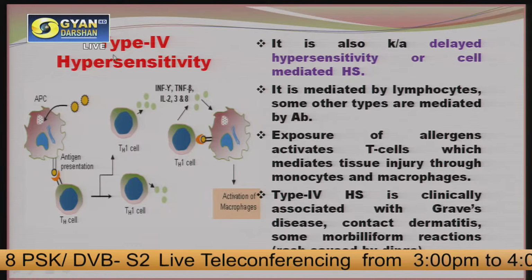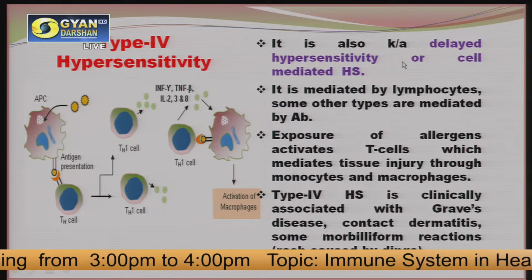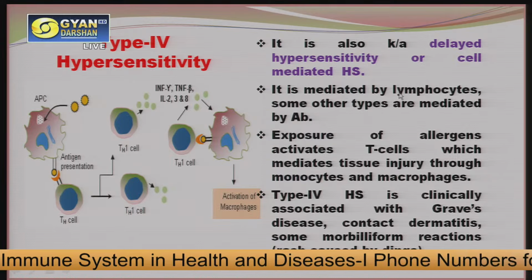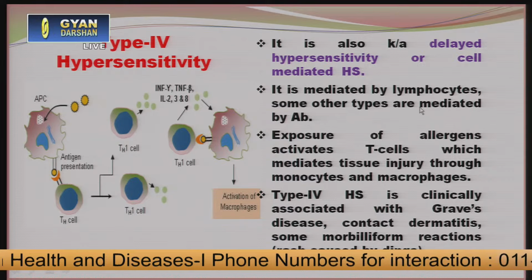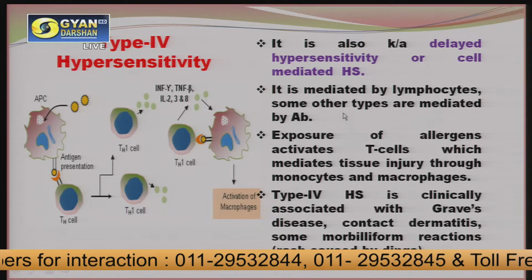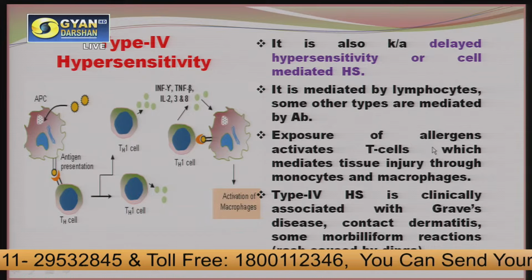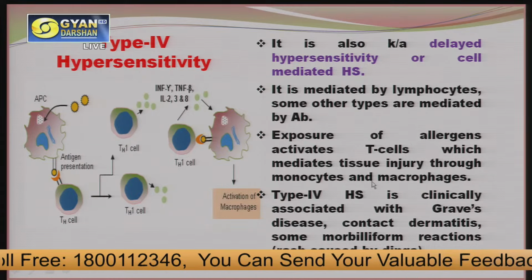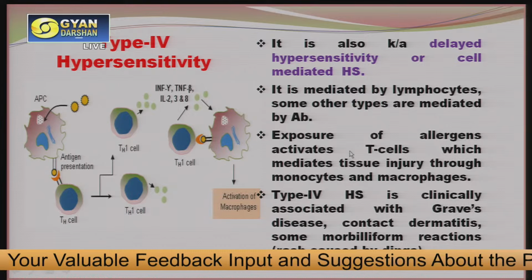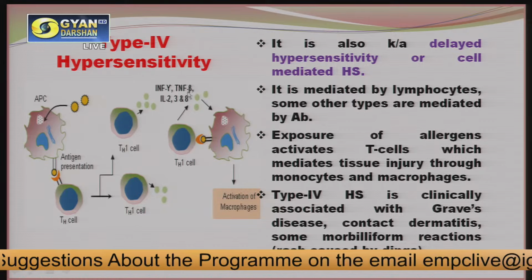Now the type 4 hypersensitivity. It is also known as delayed hypersensitivity or cell-mediated hypersensitivity. It is mediated by lymphocytes, and some types are mediated by antibodies, so sometimes by lymphocytes and antibodies. Exposure to the allergen activates T cells, which mediate tissue injury through monocytes and macrophages. Here are monocytes and macrophages; they can bind with the particular allergens.